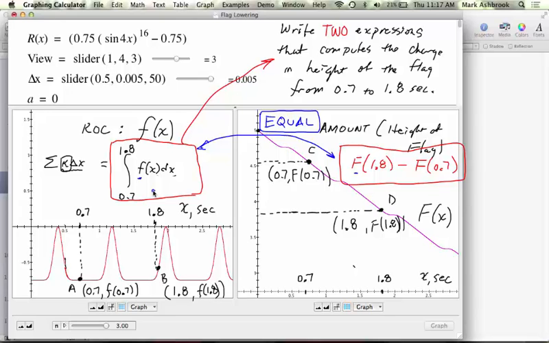And that's it. That's the whole fundamental theorem. Questions on the flag example? Anything that I've got up there? Any questions? So let's summarize.